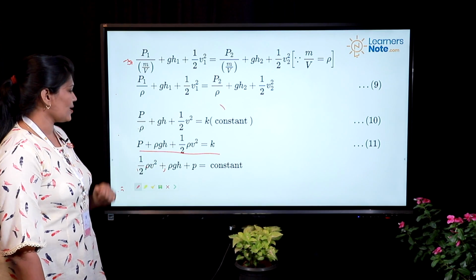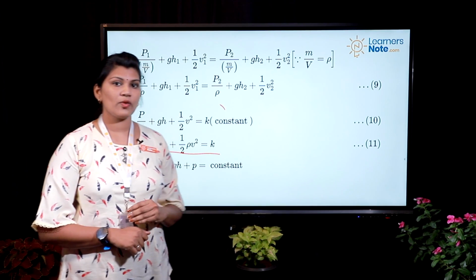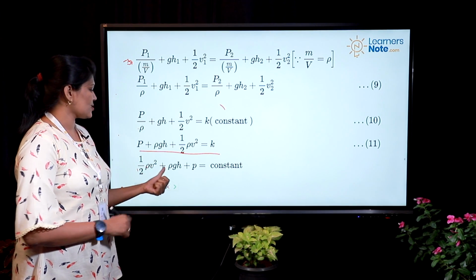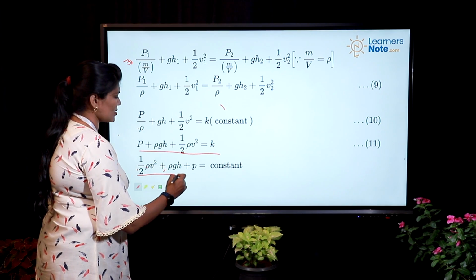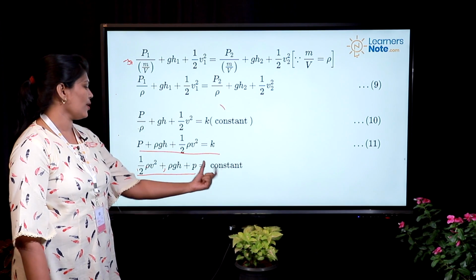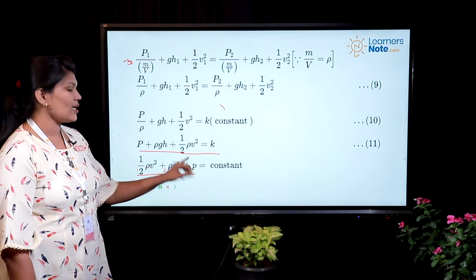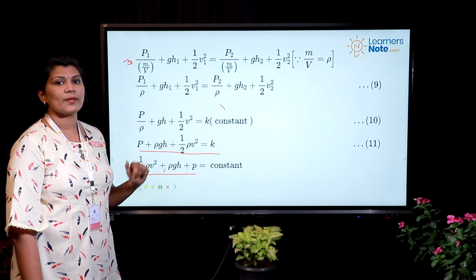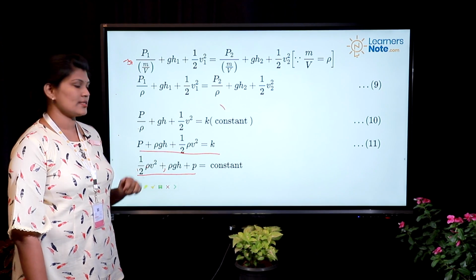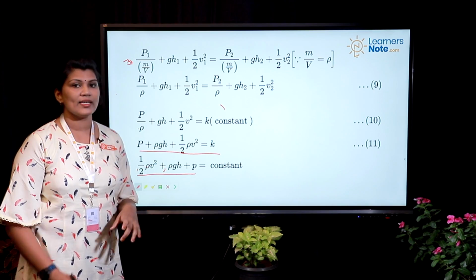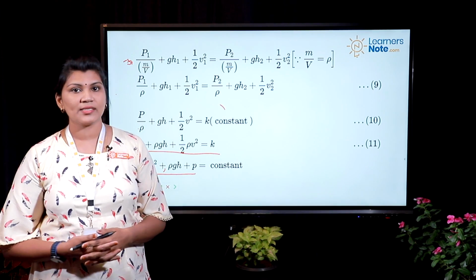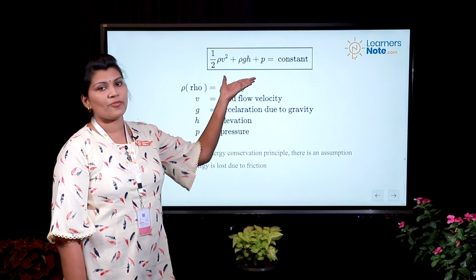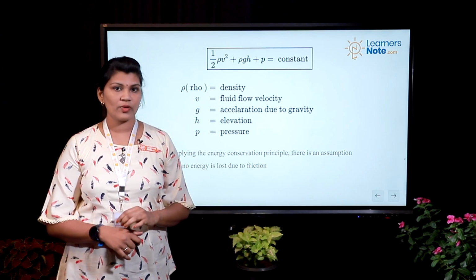Okay, so our final equation relating to Bernoulli's theorem is half rho v square plus rho gh plus p is equal to a constant. Here, p relates to the pressure energy term, rho gh represents the potential energy term, and half rho v square relates to the kinetic energy term. That's all. So this is our final representation of Bernoulli's theorem.